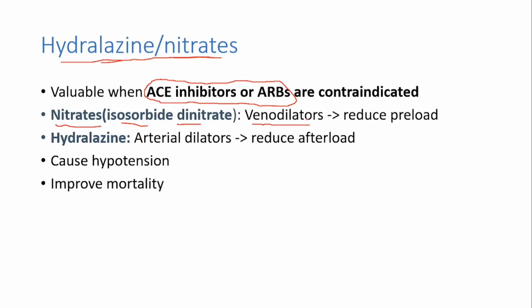So when the veins dilate, enough blood will not be coming to the heart, so they reduce the preload. Hydralazine, on the other hand, is an arterial dilator. So when the arteries dilate, the heart has to contract against less pressure. Okay, so they reduce the afterload and cause hypotension due to these dilatations, and they improve the mortality.